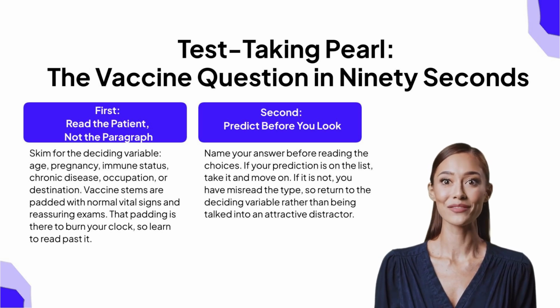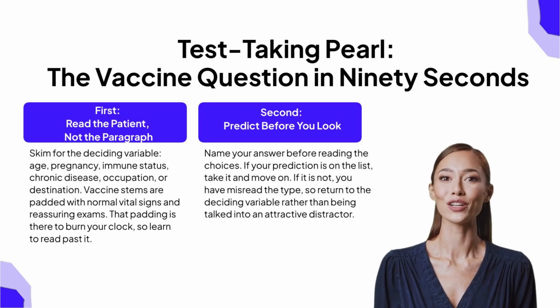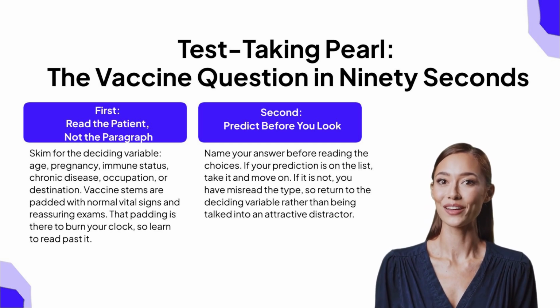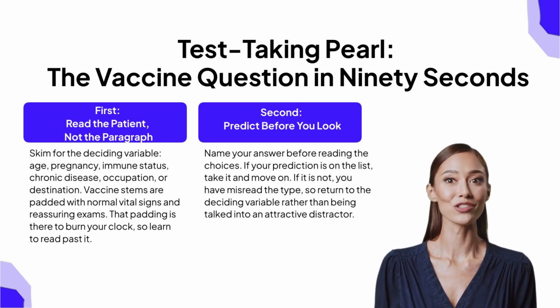Read straight past it. Second, predict before you look. Name your answer before reading a single choice. If your prediction is on the list, take it and move on with your time banked. If it is not, you misread the question type, so go back to the deciding variable instead of letting a distractor talk you into it. These are among the fastest points on the exam.